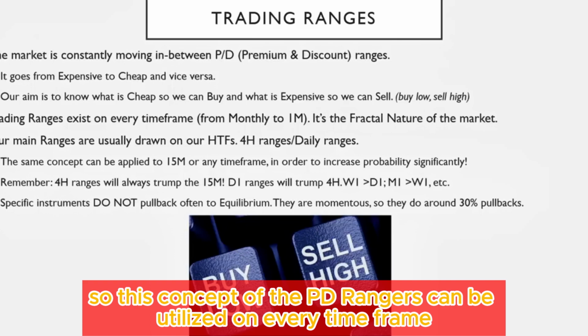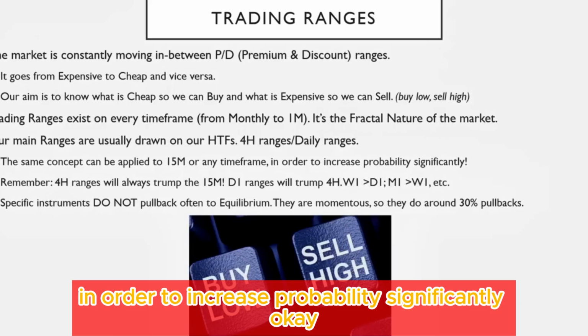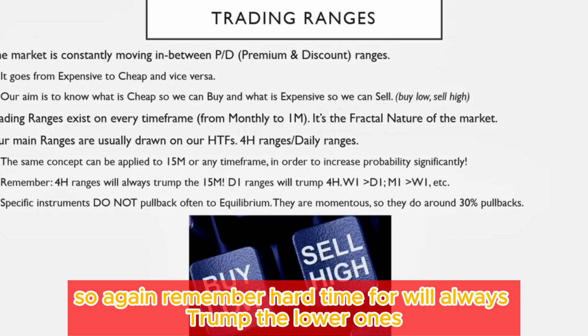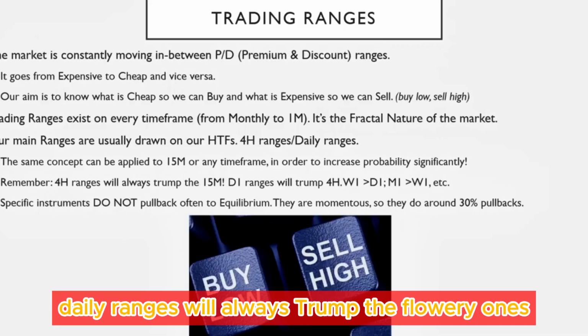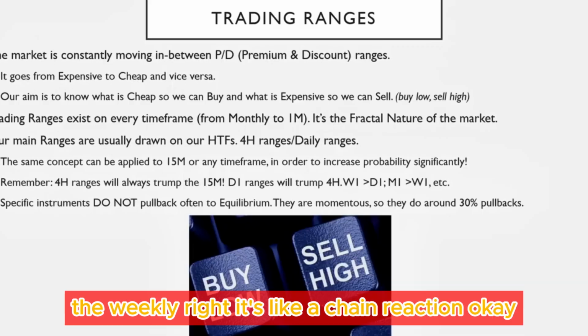So this concept of the PD ranges can be utilized on every time frame, right? In order to increase probability significantly. Okay, I use it also in the 15-minute time frame always. Okay, so again, remember, higher time frame will always trump the lower ones. So 4-hourly ranges will always trump the 15-minute ones. Daily ranges will always trump the 4-hourly ones. The weekly ranges, the daily, and the monthly ranges, the weekly. Right? It's like a chain reaction.